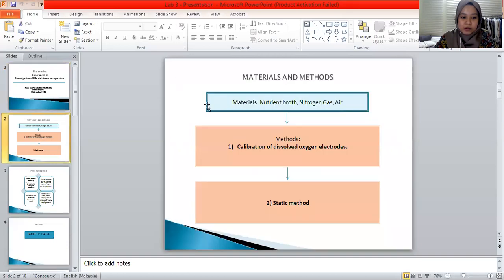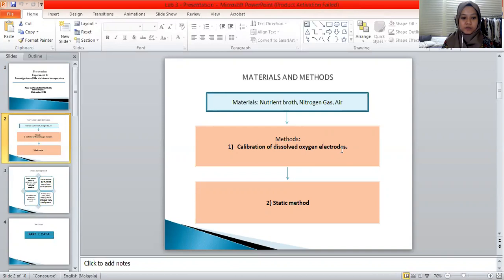So I will be explaining about the material and method in this experiment. The materials that we have used are nutrient broth, nitrogen gas and also air. And we have done two methods, which were the calibration of dissolved oxygen electrode and the static method. In calibration of the dissolved oxygen electrode, the PO2 electrode was polarized before the calibration. It was then repeated any time when the electrode was disconnected from the amplifier for more than 10 minutes, which included zero and slope calibration.